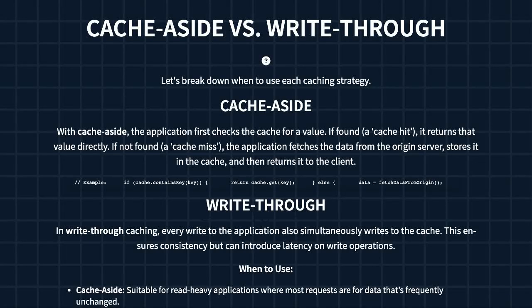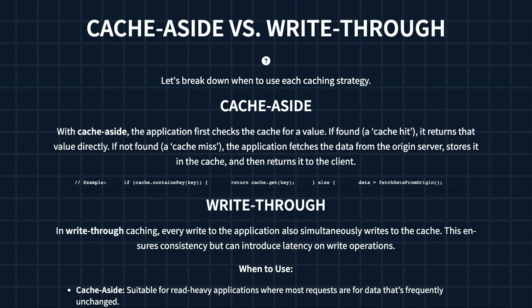Okay, let's talk about cache aside and write through, two common caching strategies. Cache aside is a really popular choice for applications where you read data frequently but it doesn't change often. The application checks the cache first. If it finds what it needs, great. If not, it fetches it from the original source, stores it in the cache, and then gives it to the user. Now, write through is different.